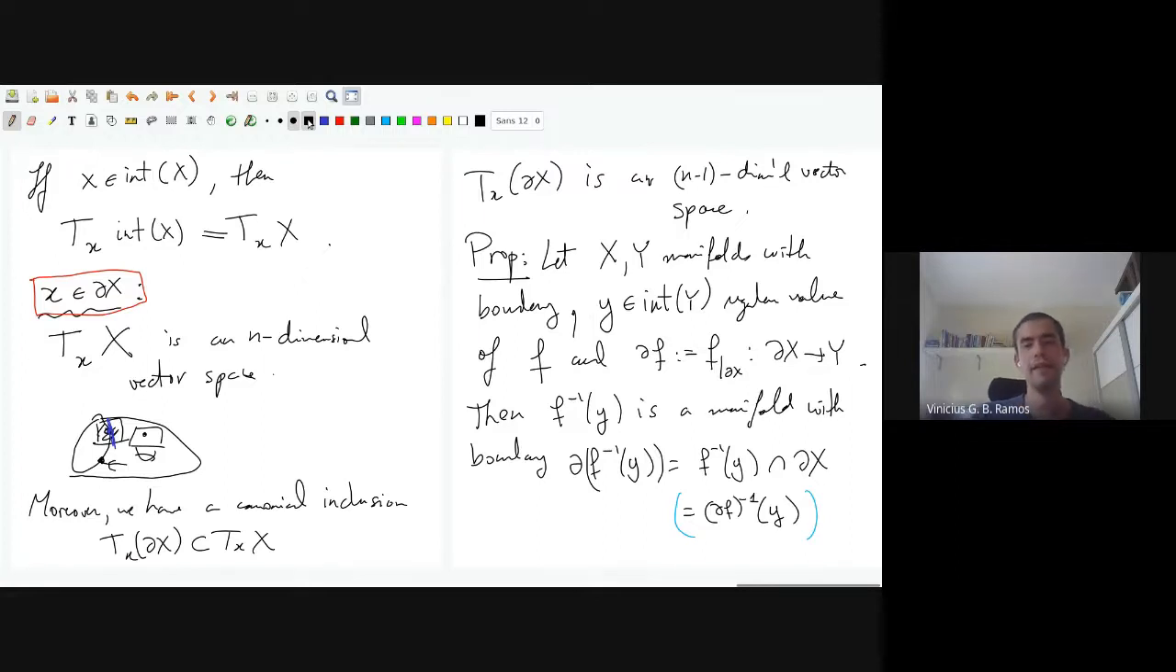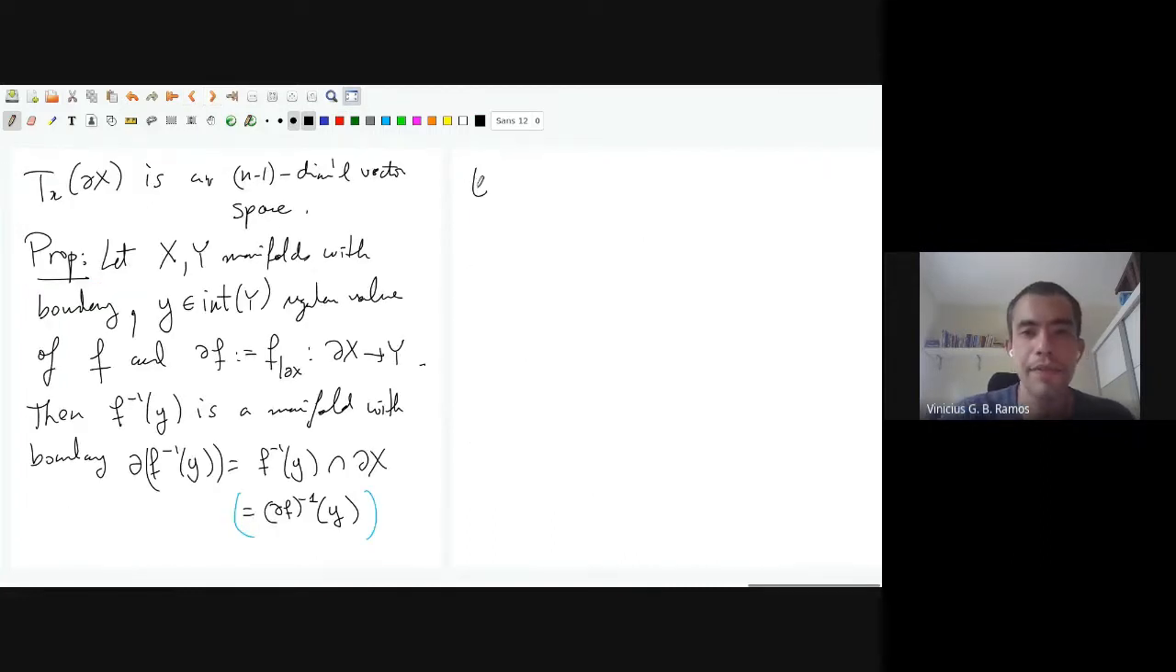Yeah, and then the other thing is you really need to require the transversality for f and for the boundary. So if you only require transversality for f, that's not enough. Okay, so actually, before the proof, let's just give some examples and non-examples.